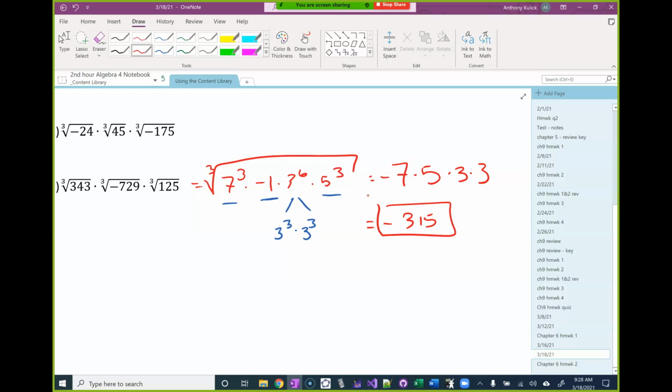Is that okay, Reese? So again, I'm just looking for packets of 3 on the cube root. If it has a packet of 3, it comes out. And if it doesn't, it stays. And everything that comes out gets multiplied together. Everything that stays in gets multiplied together, and we're done.